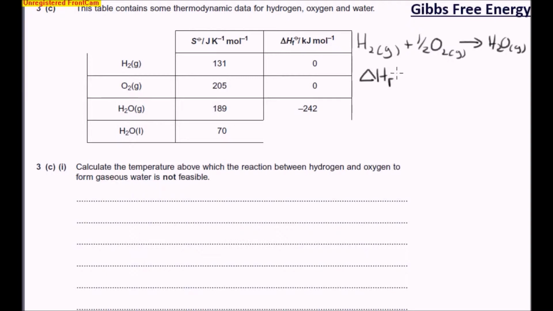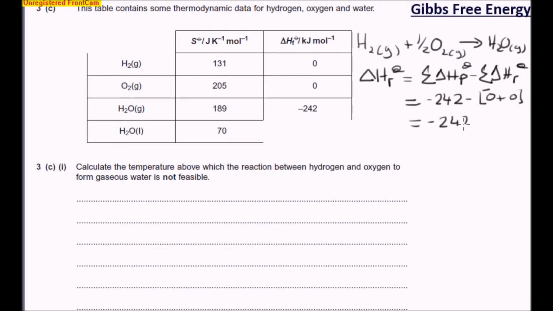So the enthalpy change of the reaction equals the sum of the products' enthalpy changes, take away the sum of the enthalpy changes of the reactants, and for this case it's going to be minus 242 kilojoules per mole for the water being formed in the gaseous state. Take away our two reactants, both of them are going to be 0 and 0 because they're both elements, and that finally gives us minus 242 kilojoules per mole. So there we go, we've now worked out our enthalpy change of the reaction.